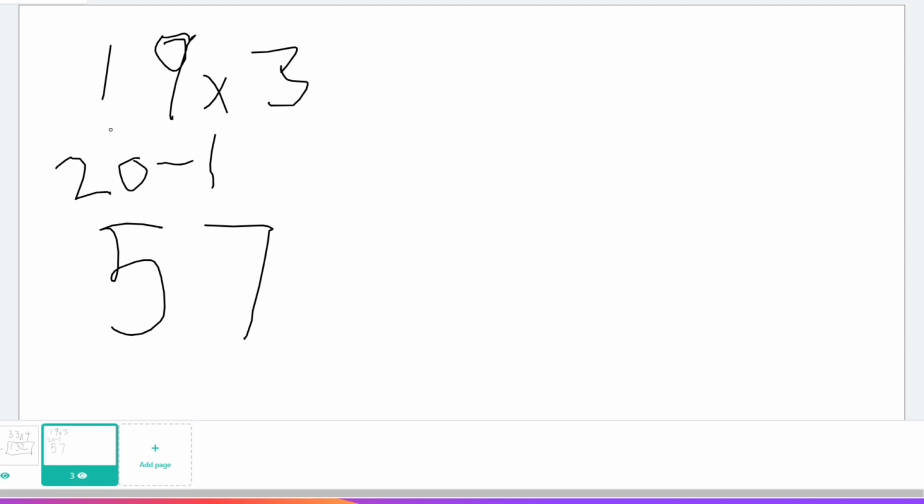Let's move on to thinking in tens with percentages. So that's the second part of this. So percentages.